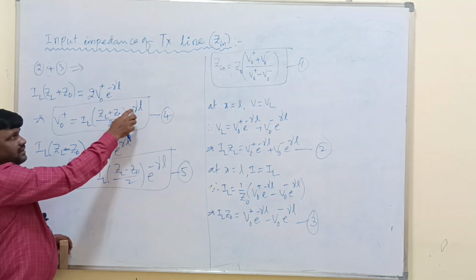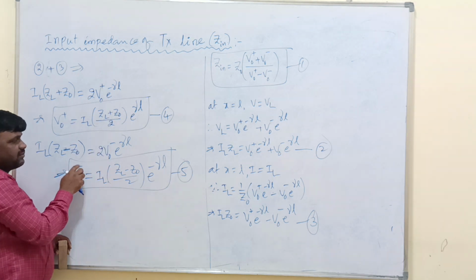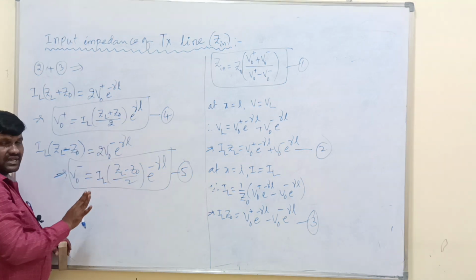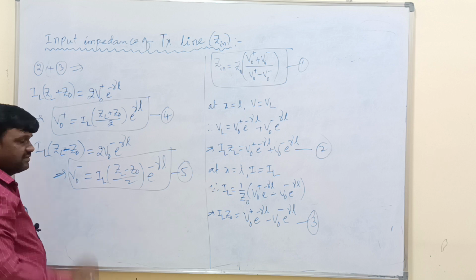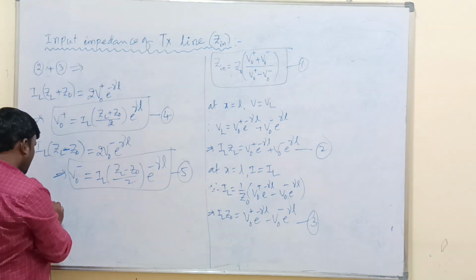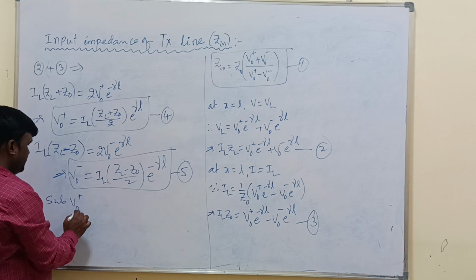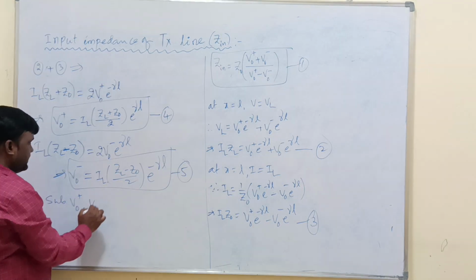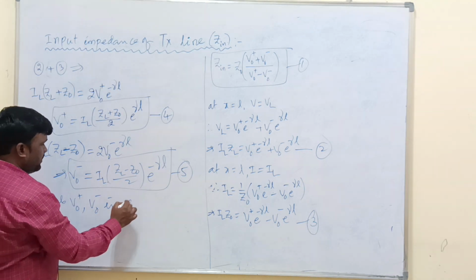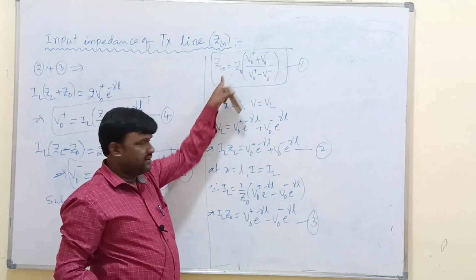As it is plus, e to the power plus gamma L. As it is plus ZL plus Z naught by 2, V naught minus. Like this also we can easily remember logically. So these are what V naught plus, V naught minus. Substitute V naught plus, V naught minus in equation 1. What is equation 1? This one, the equation 1.